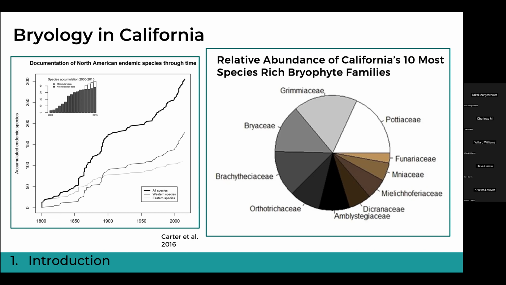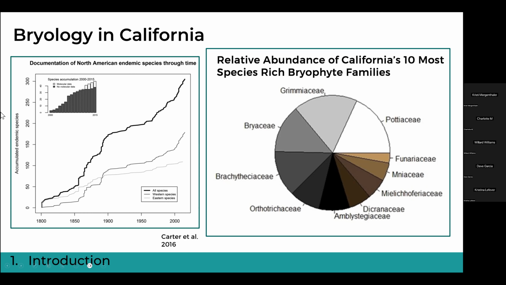It's also important to note, which is unique to California and to the West, that the Eastern states in North America got a head start on the Western states in terms of studying bryophyte floristics. And we can see that in this figure here. Look at the documentation of North American endemic species through time.